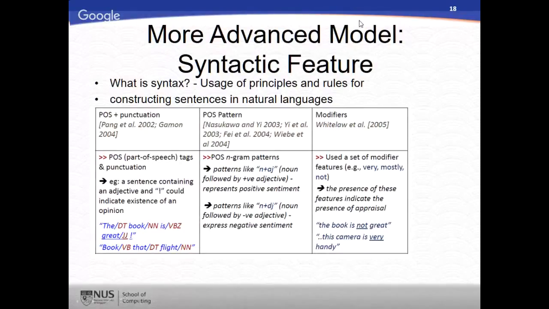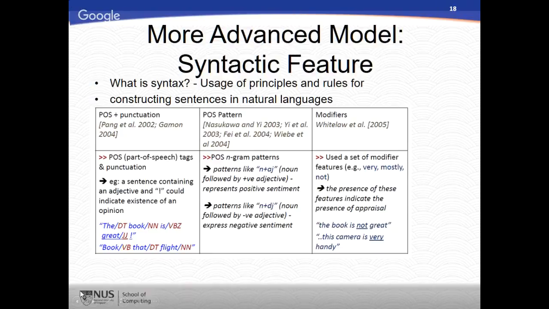If they all appear together, then they will indicate a sentence. The second one: this research indicates that if a noun is followed by an adjective, it will represent some sentiment, which can be positive or negative, depending on what the adjective is.